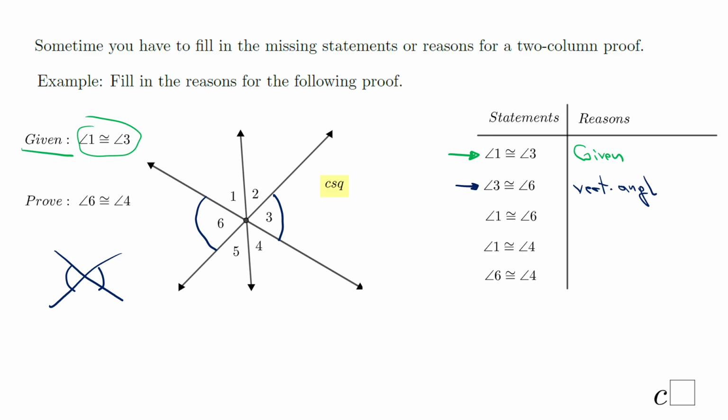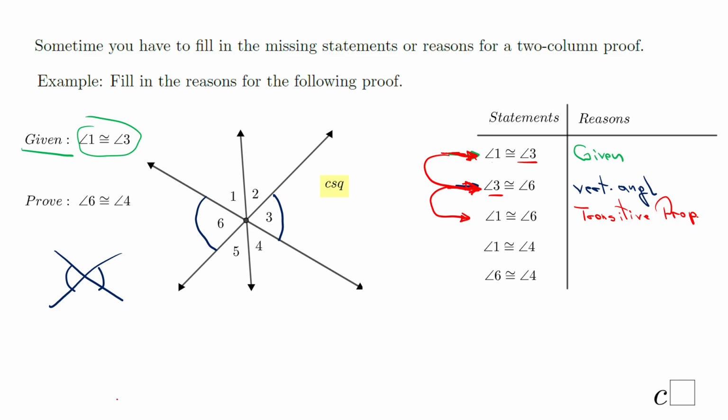And let's move to the next statement. Notice here we have angle 1 congruent with angle 6. So at this moment, you want to take a look at the first statement, which says angle 1 congruent with angle 3, and the second statement. You notice here we have the same angle 3, and then we have angle 1 congruent with angle 6. What property is the one that allows us to do this logic statement here? That will be the transitive property. Transitive property of congruence, since we have the congruent sign involved.